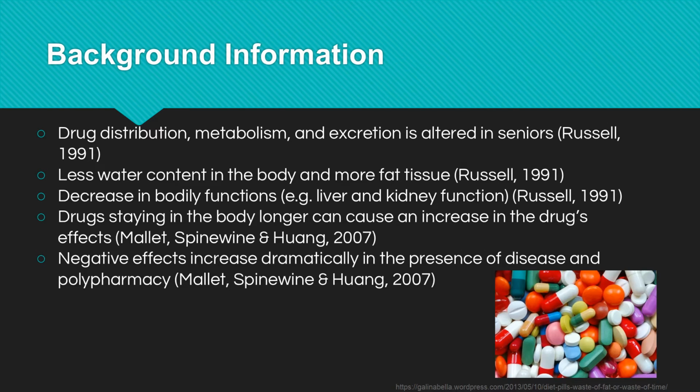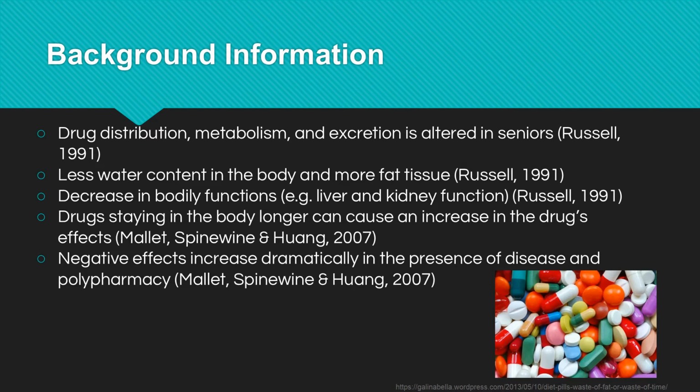Distribution, metabolism, and excretion of drugs can be affected by the physiological changes associated with aging. For example, loss of muscle mass and decreased total body water percentage can lead to decreased volume of distribution for some drugs. This means that less of the drug would be necessary to produce the desired effect.